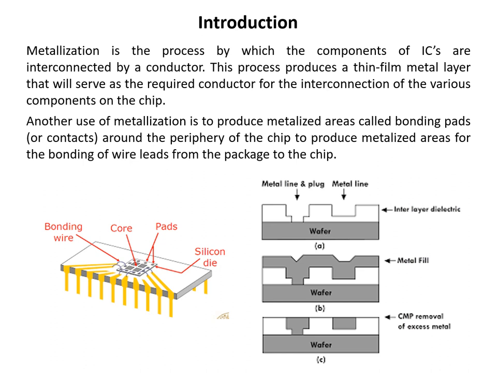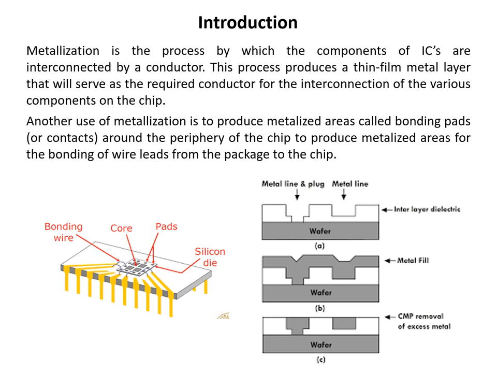Another use of metallization is to produce metallized area called metallic contacts or bonding pads around the periphery of the chip, to produce metallized area for the bonding wire leads from the package to the chip. Okay, so on your left hand side you can see a diagram where there is a silicon die and it has some electrical connections, denoted as bonding wires, with the pads that are square shaped. So these pads are selectively deposited over this silicon die using this metallization process.